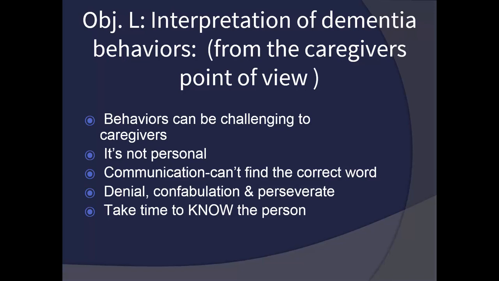Defense mechanisms are used by the person experiencing dementia in an attempt to maintain self-esteem. The patient may be in denial of the situation, or the patient might make up stories to cover events they don't remember. This is called confabulation. Perseveration is the patient avoiding answering questions by repeating behaviors.